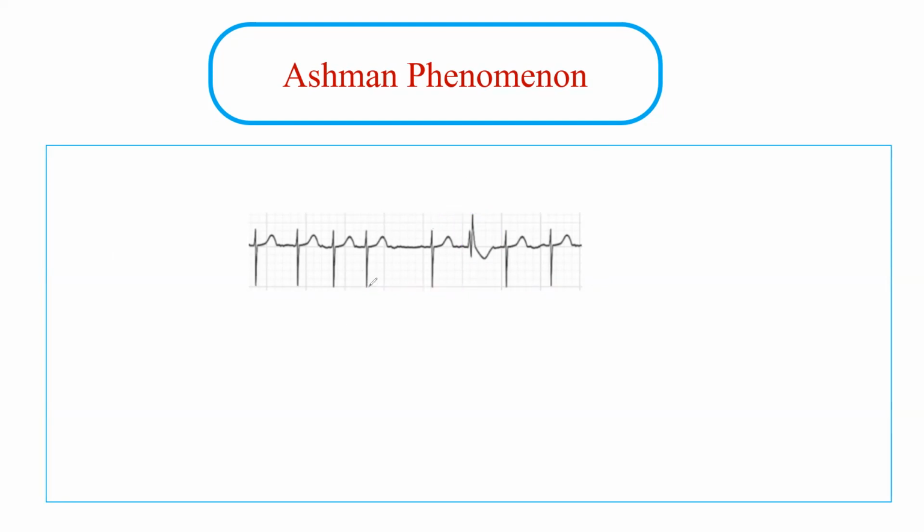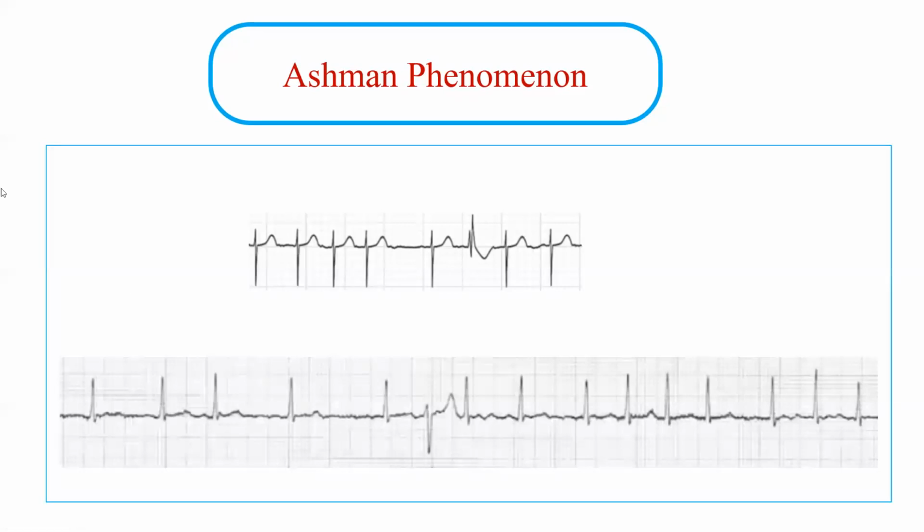So whenever you have a prolonged RR interval followed by a short RR interval that is terminated with an apparent conduction, how do we know this is an apparent conduction? Look at the morphology here and the morphology of the other QRS complexes. It's different, right? So this is how you diagnose the Ashman phenomenon.